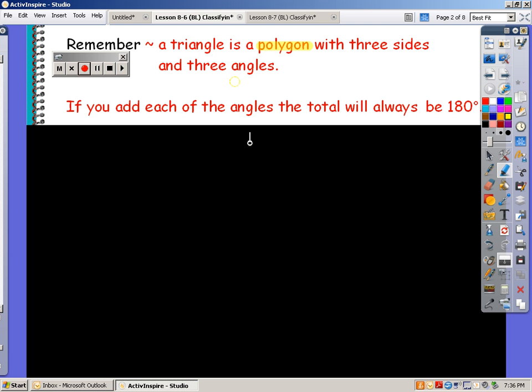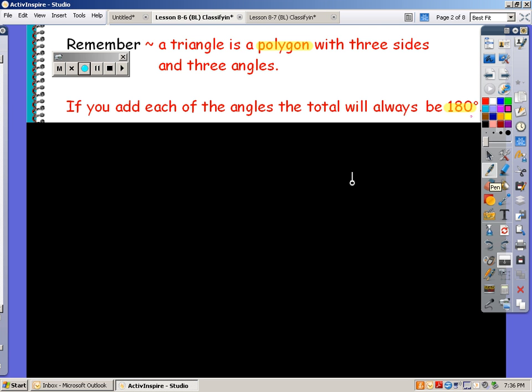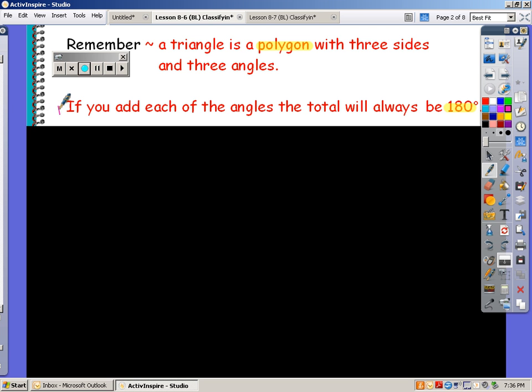The next thing you should write down in your spiral is if you add each of the angles in a triangle, the total will always be 180 degrees. That is super duper important. Make sure you copy that in your spiral. All angles in a triangle add up to 180 degrees. So write that down. Put a big star by it so you don't forget.